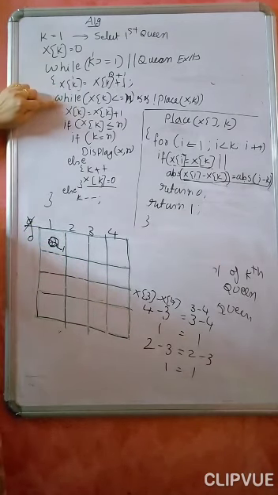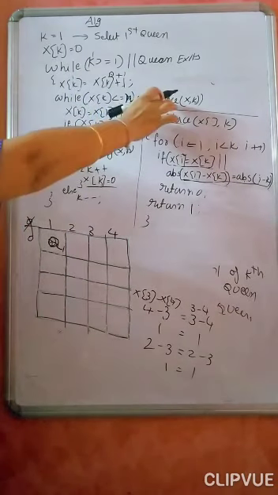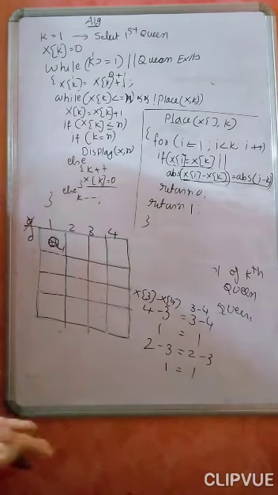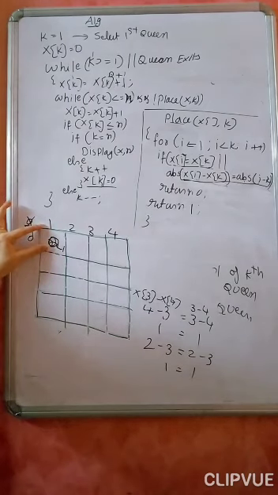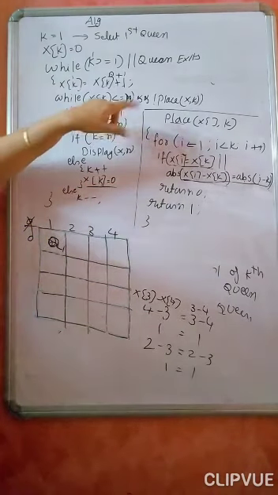After that one, I am calling whether placing the queen leads to any vertical attack or a diagonal attack. Initially there is only one queen, so you cannot have any diagonal attack or vertical attack. That is the reason we are calling this while loop.